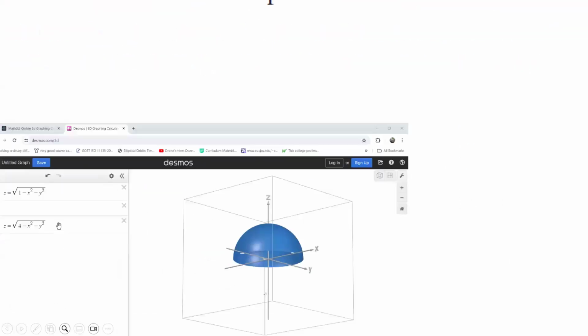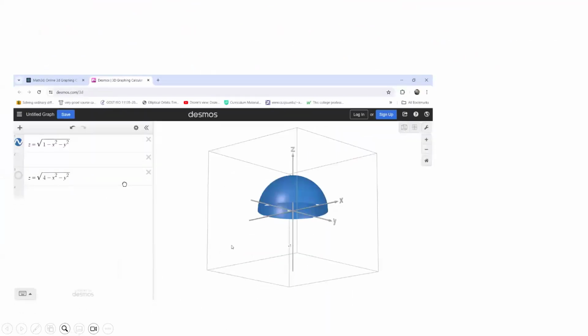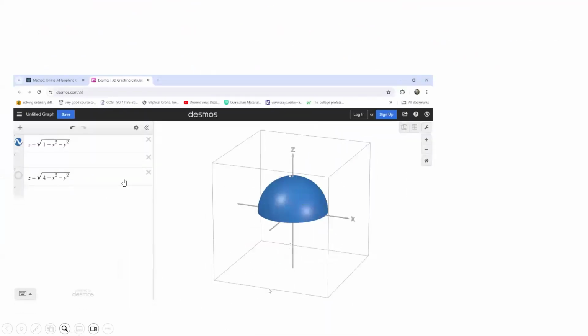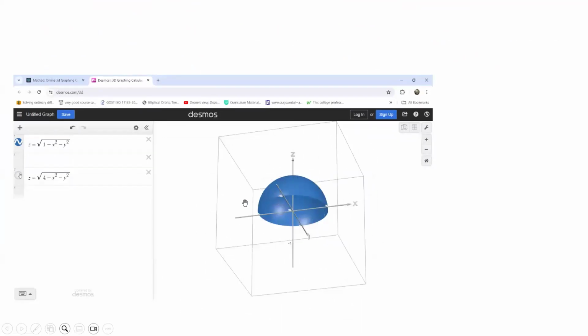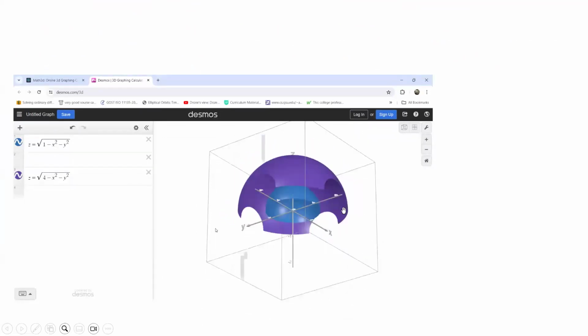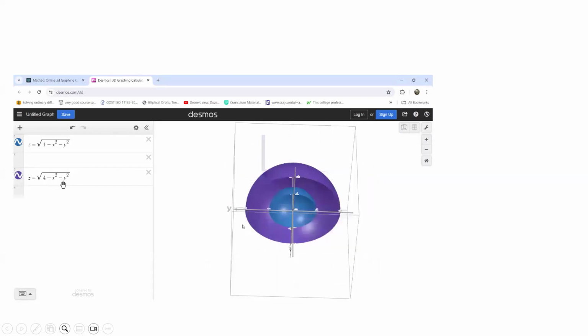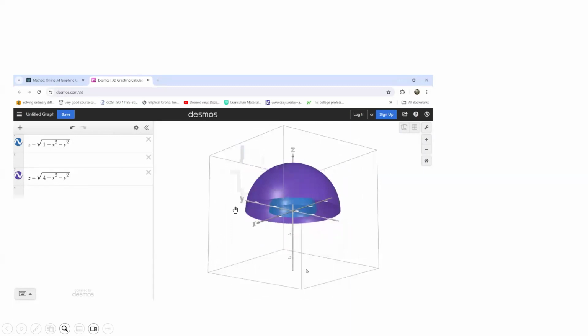So z is equal to the square root of 1 minus x squared minus y squared. Remember that the question says it's in the first octant, so I'm going to just focus on the positive part of z. And the second one is z equals the square root of 4 minus x squared minus y squared, which is a larger sphere.